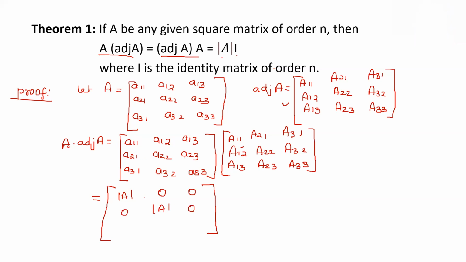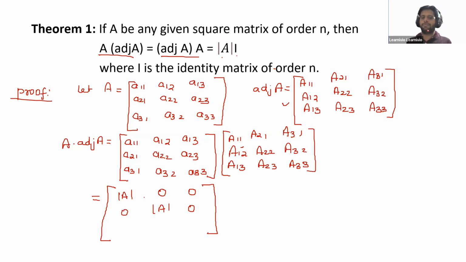Abdul, please check here. These are the elements of the second row, and these are the cofactors of the first row. A11, A12, A13 are the cofactors of the first row, and these are the elements of the second row. So as per the second property, this will give us 0. Is this clear, Abdul? Okay.